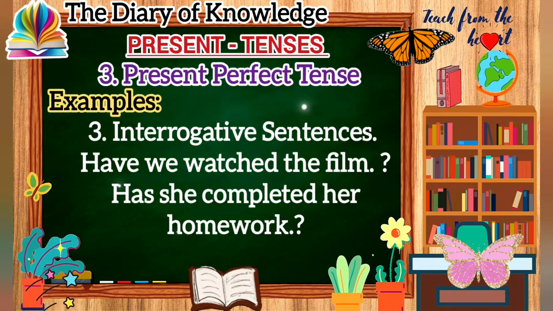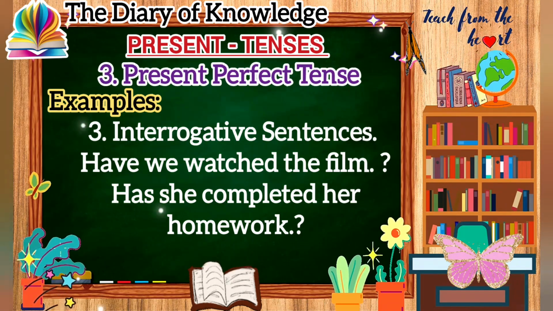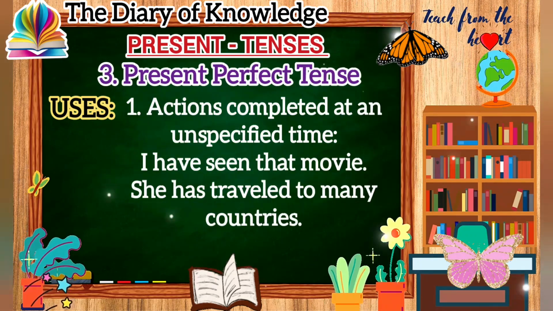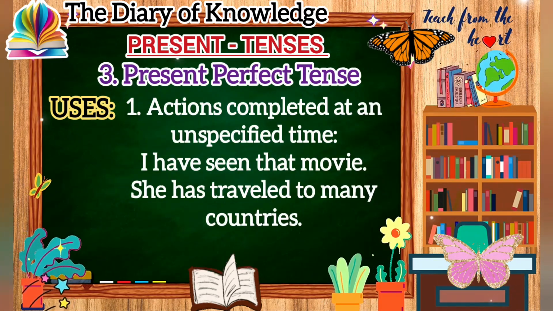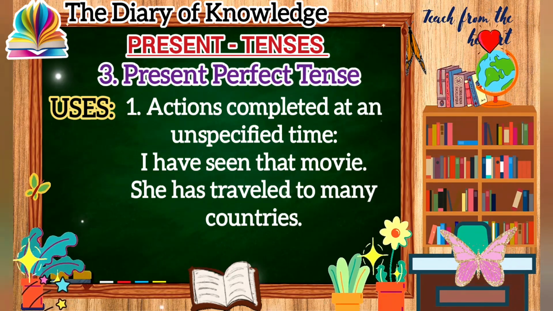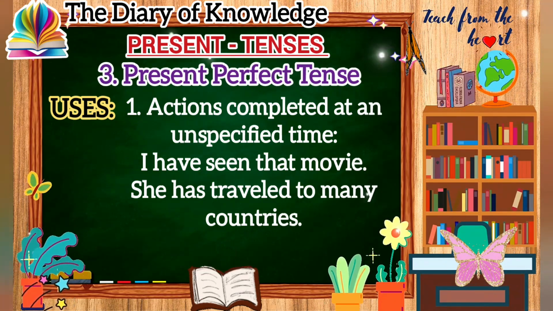Third, interrogative sentences. Have we watched the film? Has she completed her homework? Uses: 1. Actions completed at an unspecified time. I have seen that movie. She has traveled to many countries.